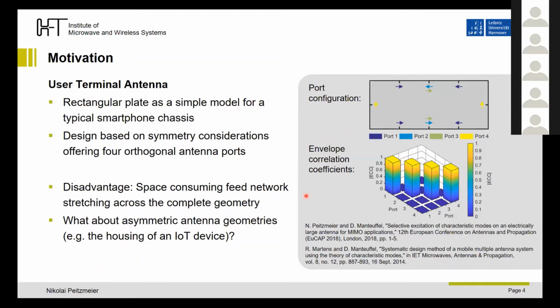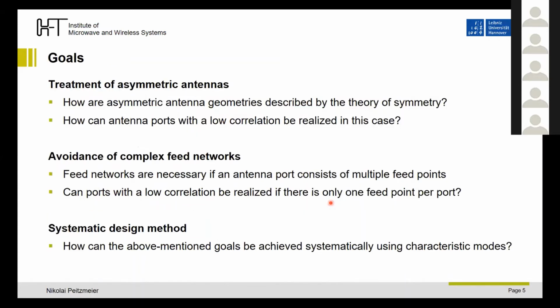And what about asymmetric antenna geometries? What about the case if we cannot apply this symmetry-centered design? And these questions are the motivation for this work.